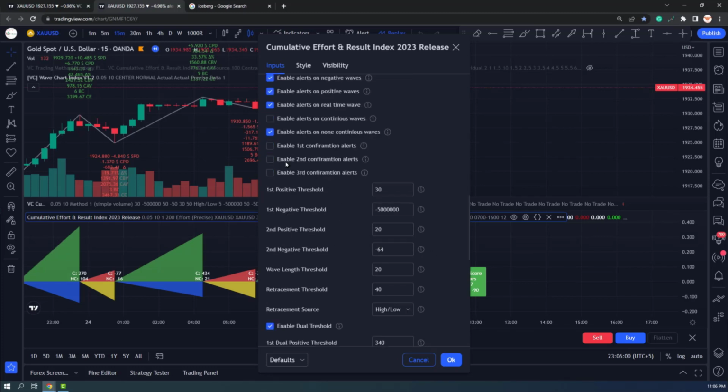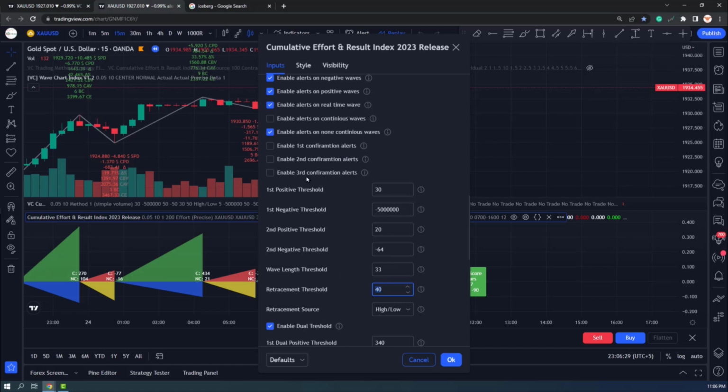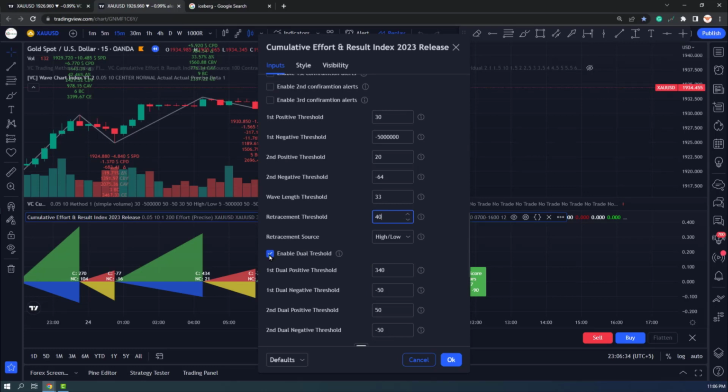Okay, no need, because we have not yet selected here first, second, third threshold. So no need to change here. You can put anything here. It's not going to work because we have unchecked the second threshold. The wavelength here, you can put 30 to 35, like 33. It's fine. Retracement is also not affected because it only belongs to third confirmation. The dual threshold here, you can put 5 to 10, any value. I am putting 5 here.